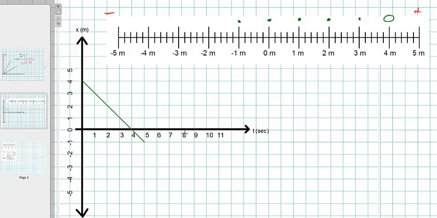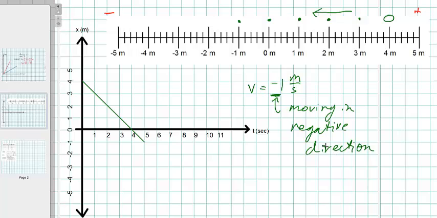What we see now is that if we found the slope of this line, you can sort of tell, right, the slope here is -1, okay, for every one it goes down 1. What this means is that our velocity is now -1, in this case, meters per second. This just means that it's moving in the negative direction, okay? Negative here means that moving in negative direction. That is what the negative means.